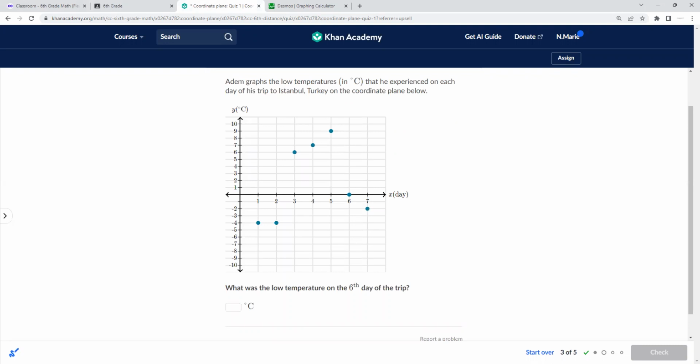Okay, now we'll be reading a graph. Adam graphs the low temperature in Celsius that he experienced on each day of his trip in Istanbul, Turkey, on the coordinate plane. What was the lowest temperature on the 6th day of the trip? Well, this is the sixth day here. So left and right is in days, up and down is degrees. So it looks like it was 0 degrees Celsius on that day. It's on the x-axis, which is at 0 for y.